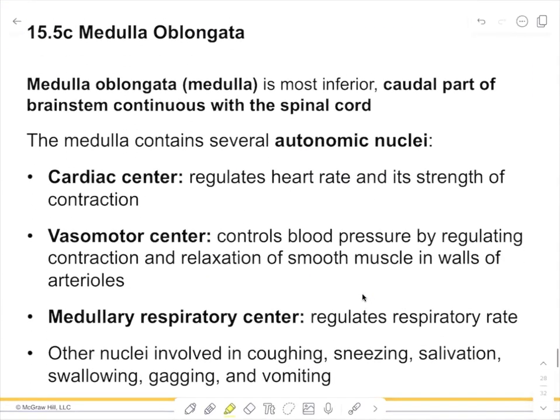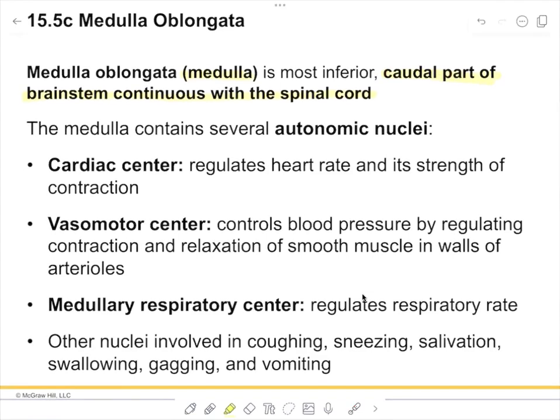The most inferior region of the brainstem is the medulla oblongata, commonly just referred to as the medulla, and it's the most caudal part of the brainstem, continuous with the spinal cord. So remember, for the central nervous system, we use the term caudal instead of inferior, but it essentially means the same thing. The medulla contains autonomic nuclei and reflexes which are necessary to sustain life.